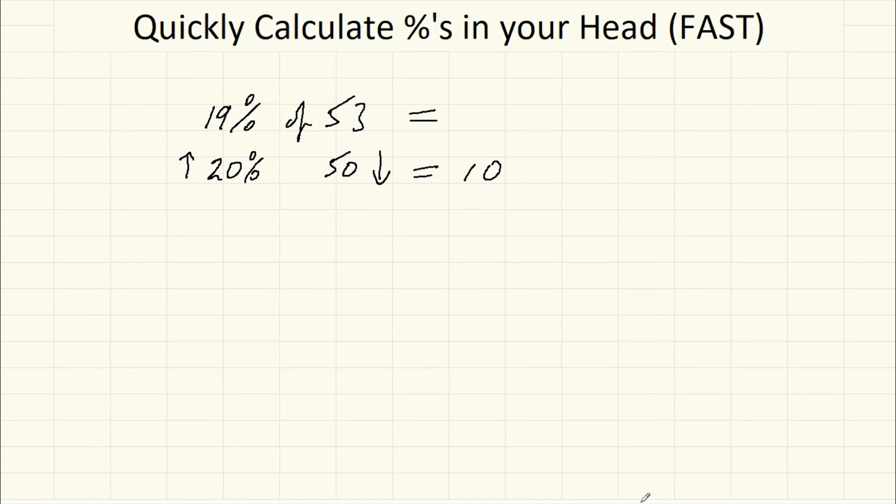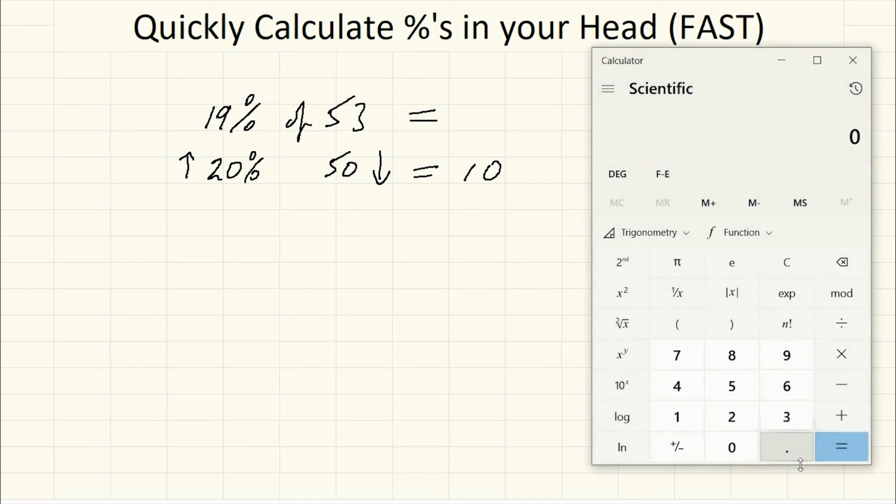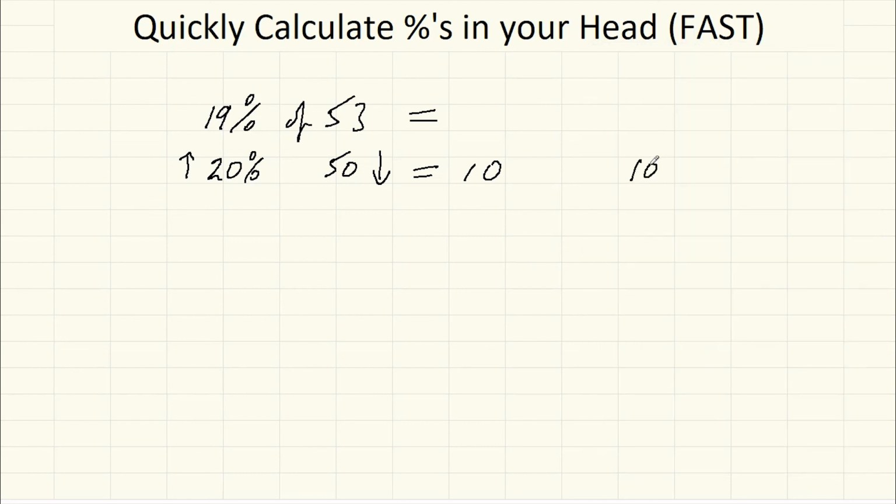Let's check it on the calculator. So what do we have? 0.19 times 53. 10.07. That was quite a good guess in the end, wasn't it? Let's try another one like that.